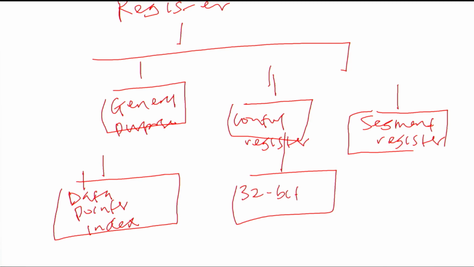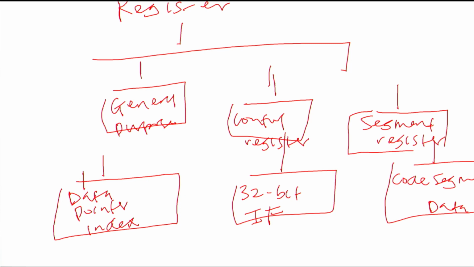32 bits instruction flag. While the segment register is divided into 3, which we have the code segment, which is written as CS. Then we also have the data segment, and lastly is the stack segment. So all these are the major categories of registers that we have. Each of these will be discussed in the next slide.